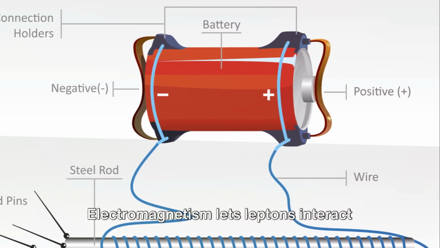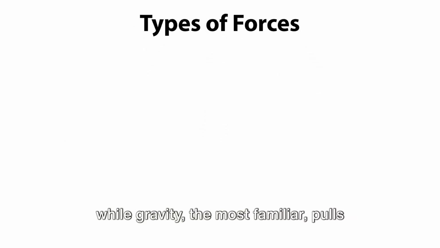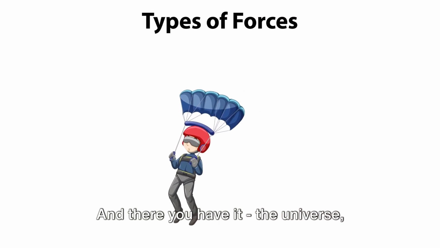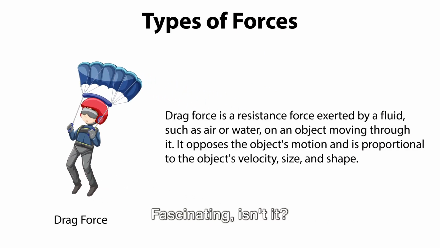Electromagnetism lets leptons interact with these quark combos. Weak force allows for radioactive decay, while gravity, the most familiar, pulls matter together. And there you have it, the universe, explained in terms of its smallest, most fundamental parts. Fascinating, isn't it?